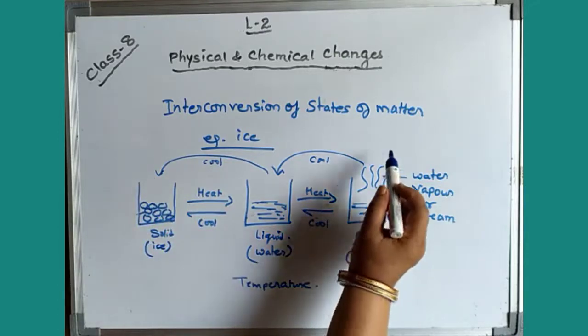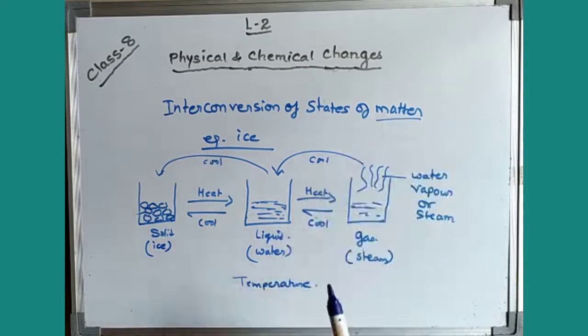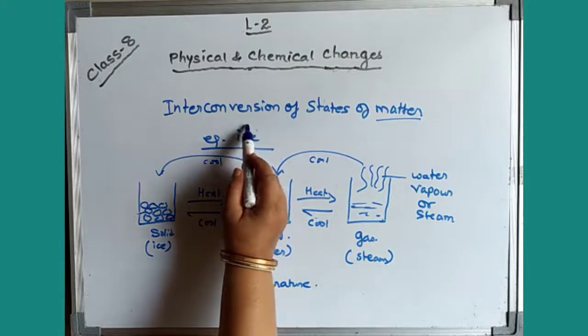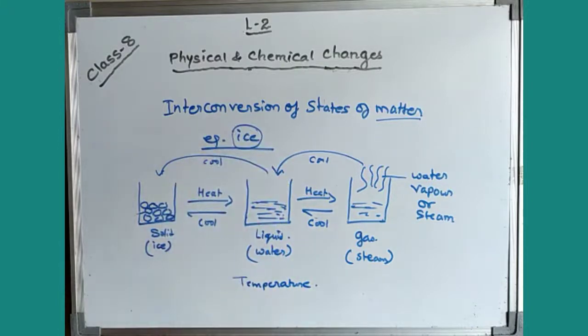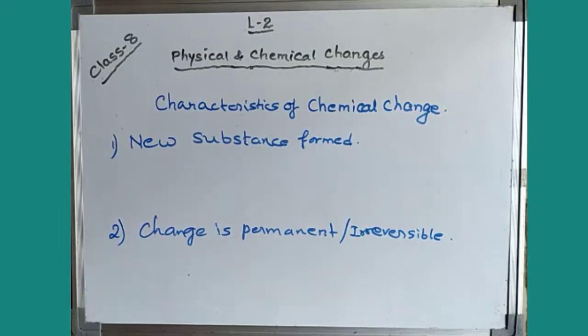You can name it the interconversion of states of matter because solid, liquid and gas are all different forms of matter only. Or you can take the example of ice and say interconversion of states of ice. It remains the same. Now students, we will talk about the characteristics of chemical change.